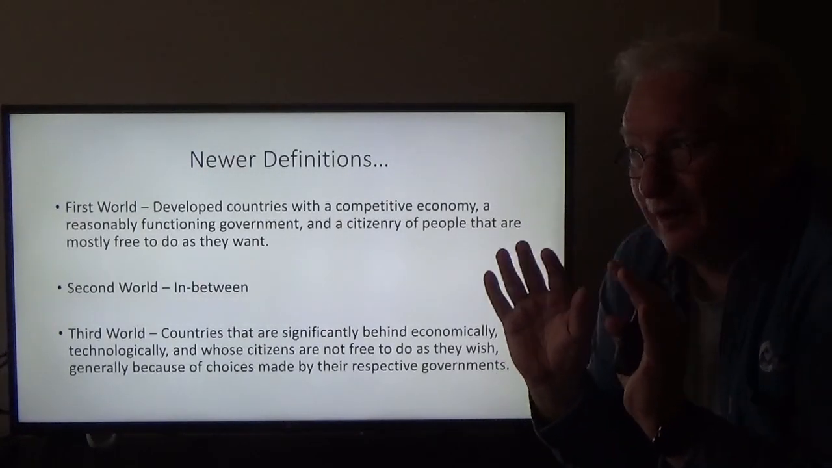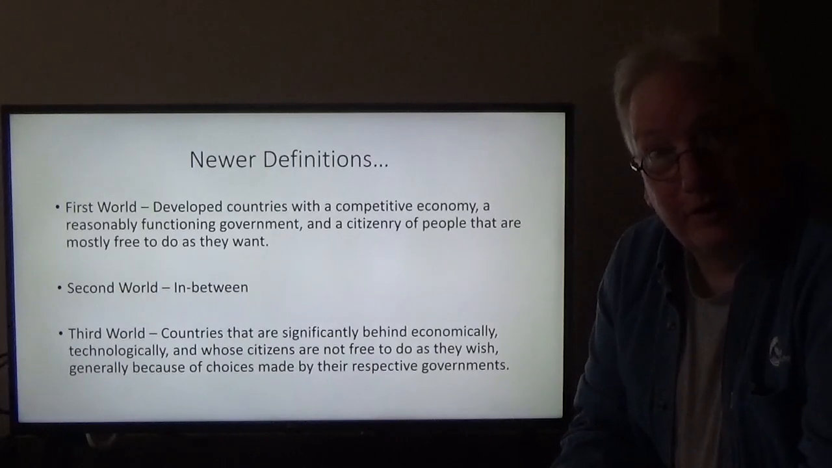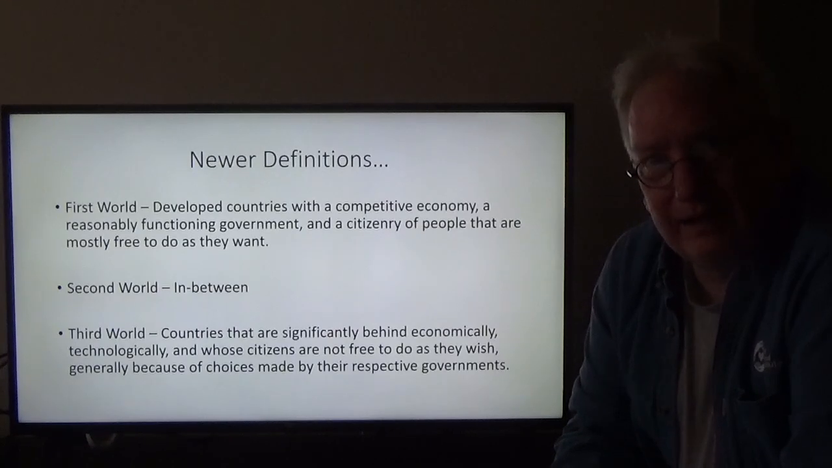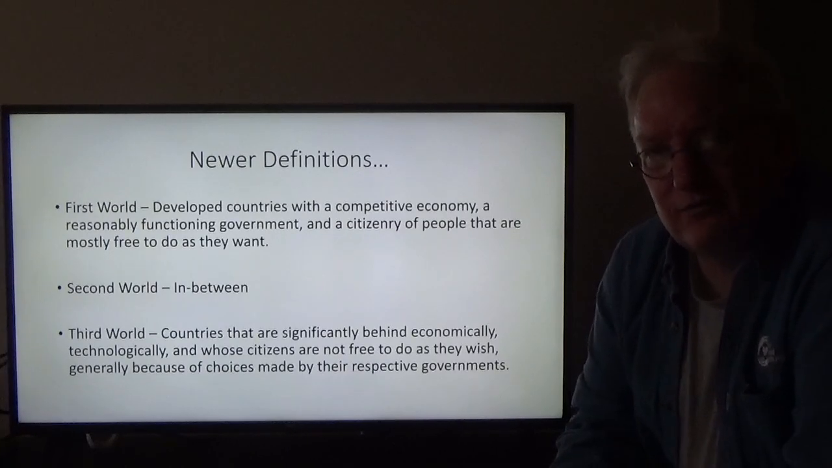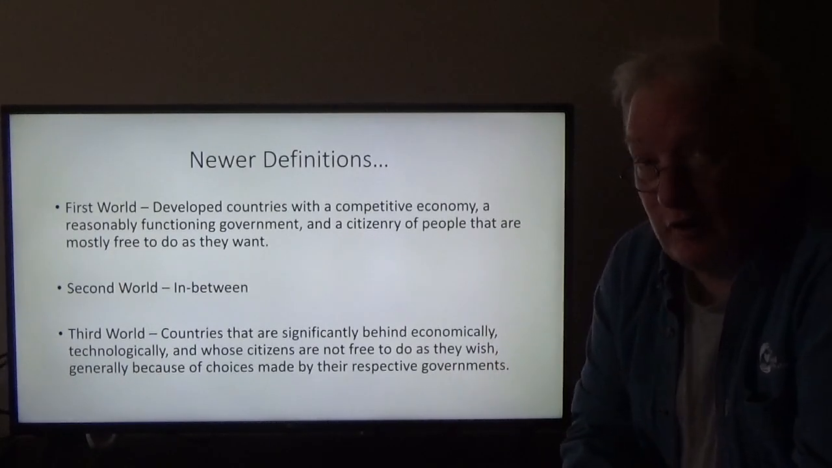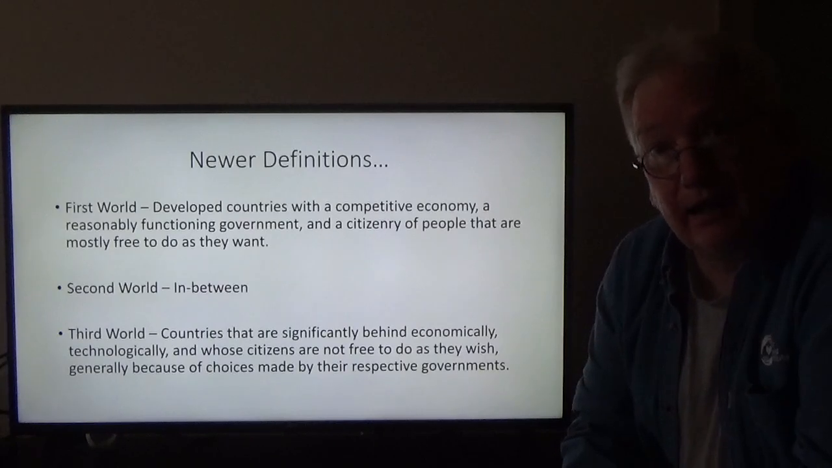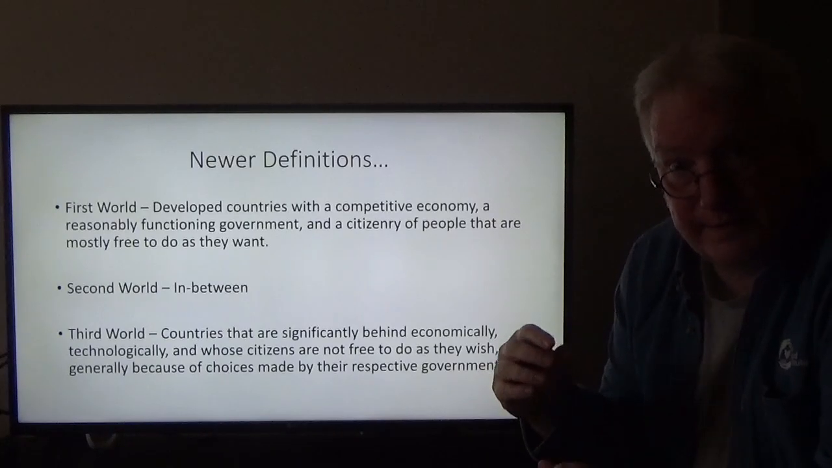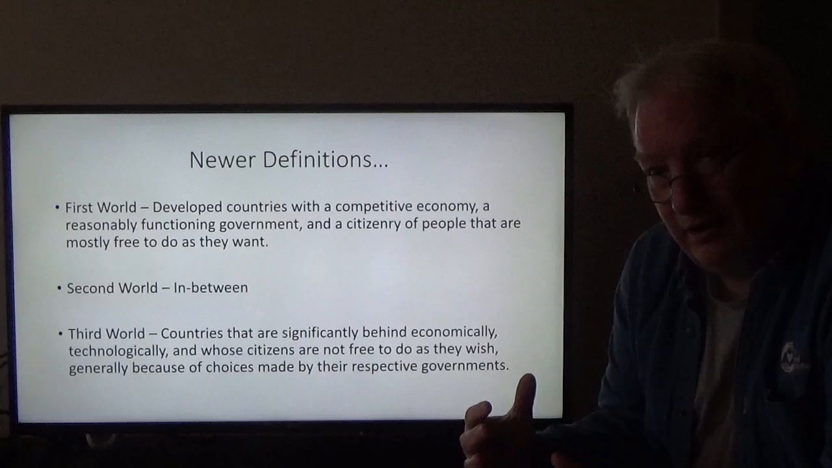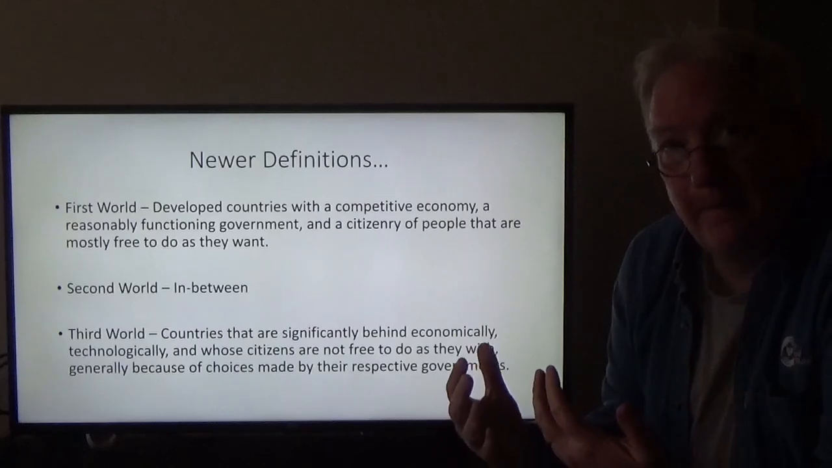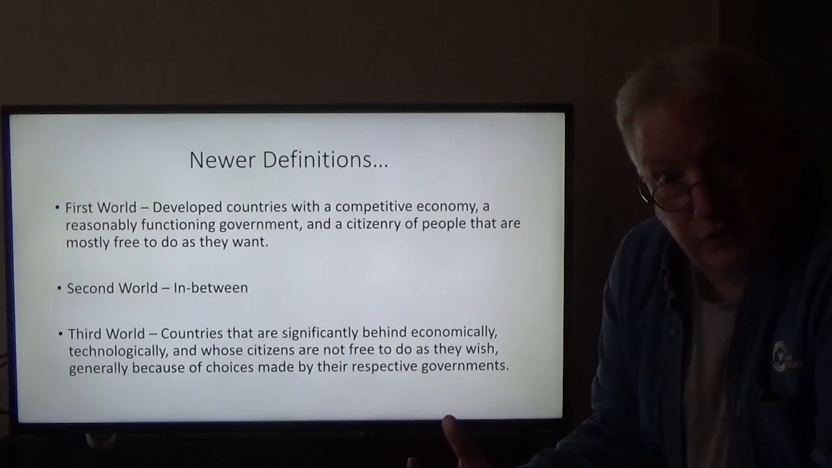So in 1991, 1992, when the Soviet Union basically fell apart on us and the Cold War kind of ended, now we have a situation of, well, we have good guys and bad guys, but we don't really have bad guys anymore as a group, so we're going to change up the definitions just a little bit. So we're going to have first world countries, and first world countries are now going to be defined as not necessarily United States allies, but countries that are developed economically, technologically, educationally, where they have a functioning government, and their citizens are basically allowed to do what they want to do.